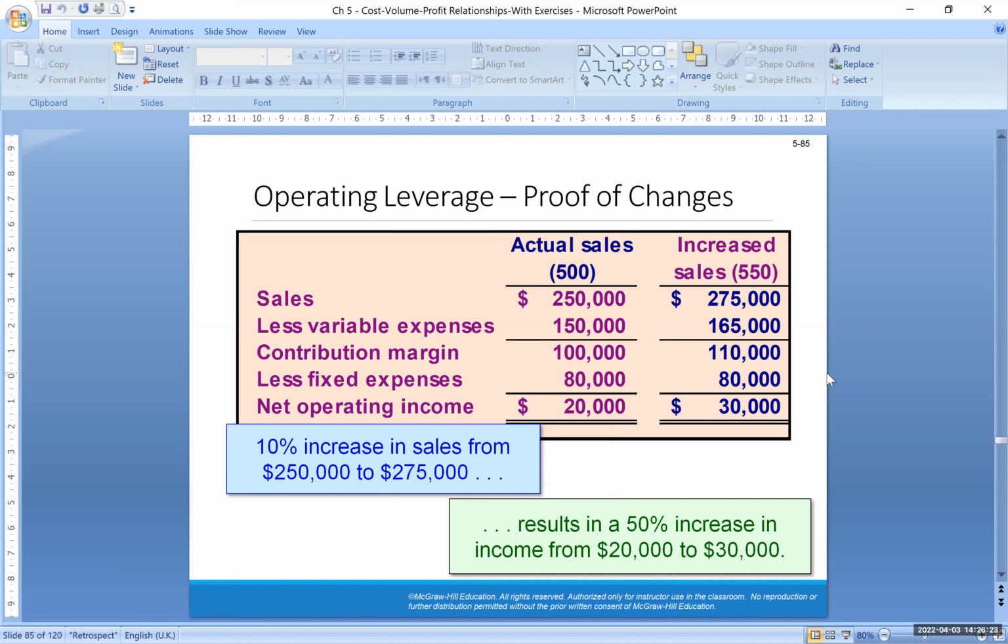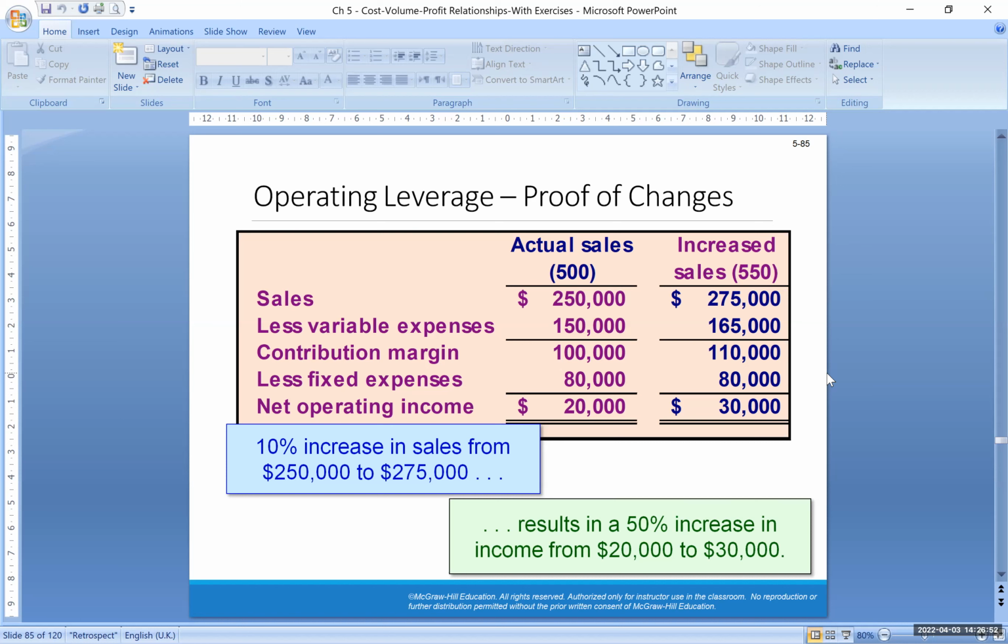If you like, the 10% also represents the difference between 250,000 and 275,000. So the 250,000 multiplied by 10% equals 25,000, plus the base, which is 250,000, equals 275,000. Okay.